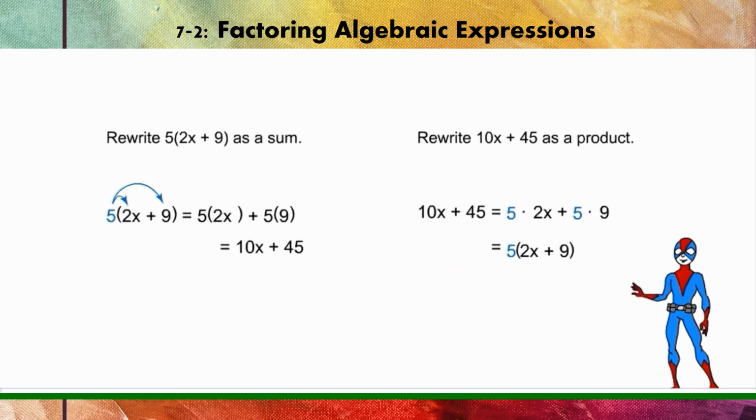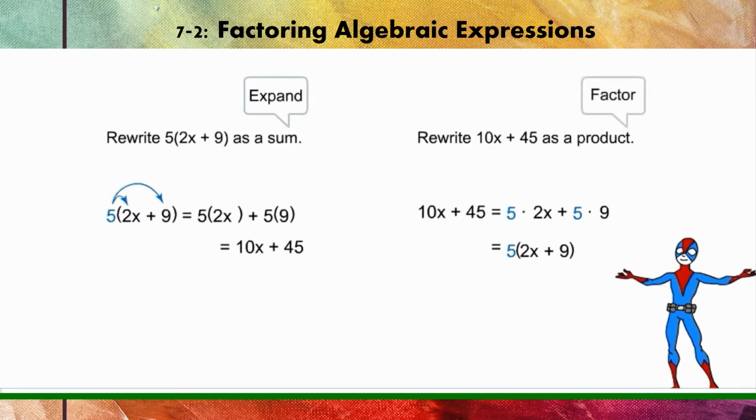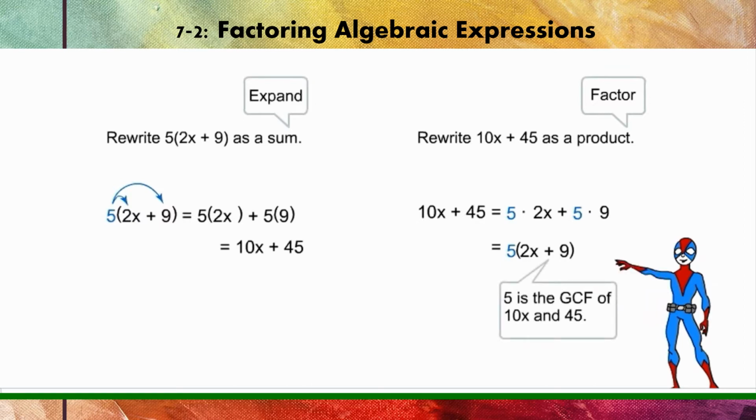Rewriting a product as a sum is called expanding. Rewriting a sum as a product is called factoring. In the factored form, notice that the 5 is the greatest common factor of the terms 10 times x and 45. My work here is done.